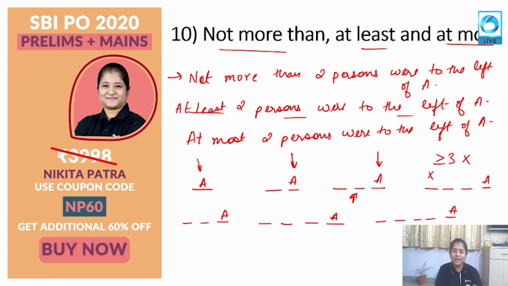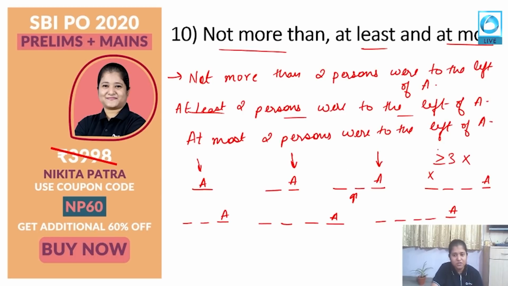ठीक है, तो A can be 3rd from the left, 4th from the left, 5th from the left, 6th from the left, depending on the number of persons given in the arrangement. ठीक है, second या first left नहीं हो सकता A. There has to be at least 2 persons. 2 तो होंगे ही, उससे ज्यादा भी हो सकते हैं.